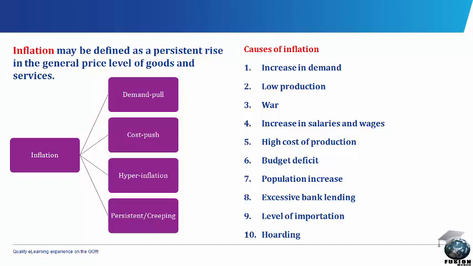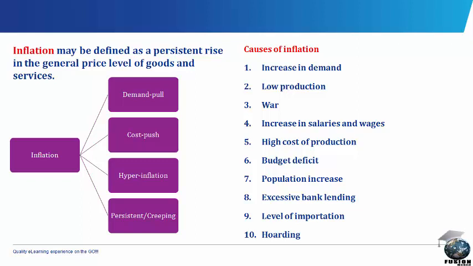Increase in salaries and wages. When salaries and wages are increased without a corresponding increase in supply of goods and services, it can lead to excessive money in circulation, chasing few goods. High cost of production. When there is high cost of production, manufacturers build the high cost into the cost per unit and pass it to consumers, leading to cost push inflation.